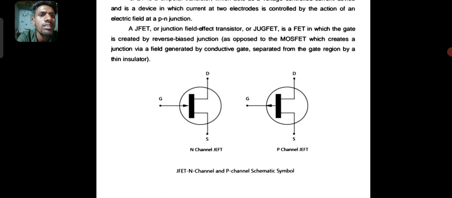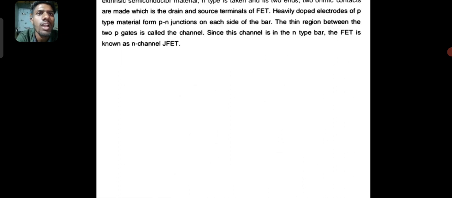And this is a picture of N channel JFET and this is a picture of P channel JFET, with the N channel and P channel schematic symbols. The drain and source terminals of the FET are heavily doped electrodes. P type material forms PN junctions on each side of the bar. The thin region between the two gates is called the channel.